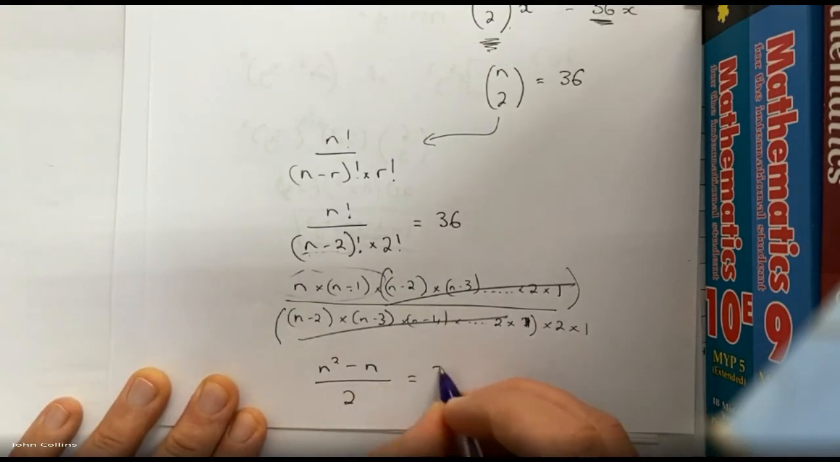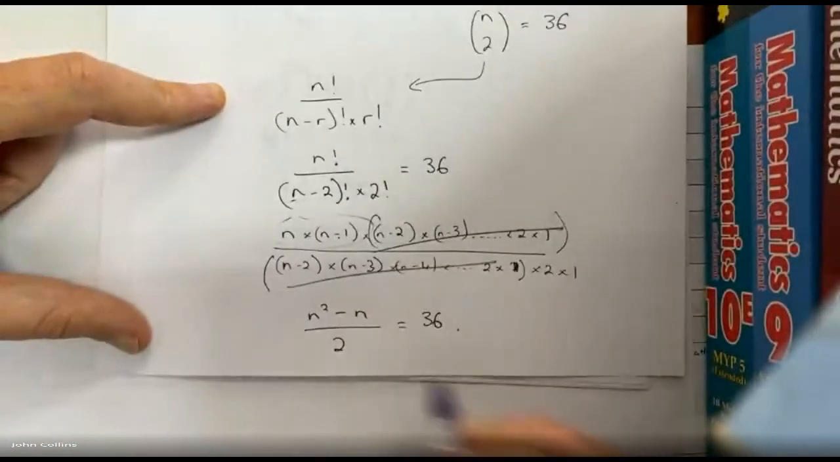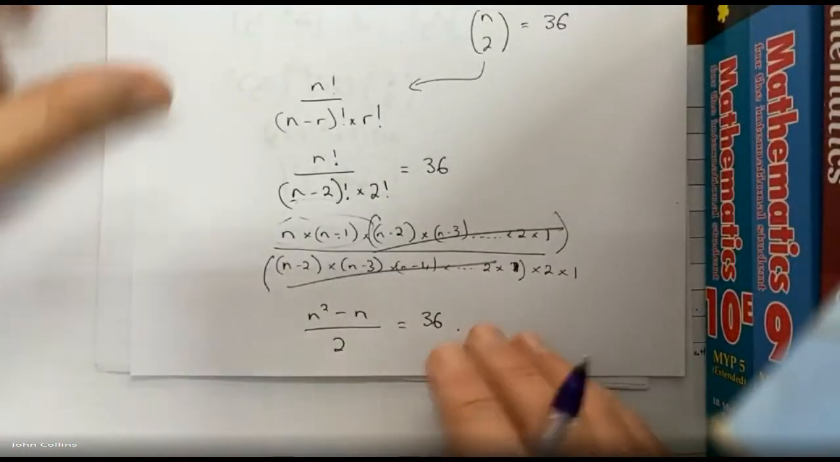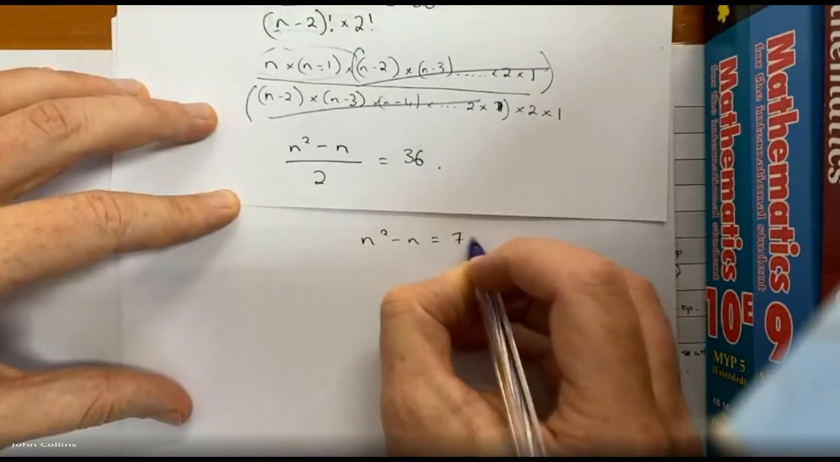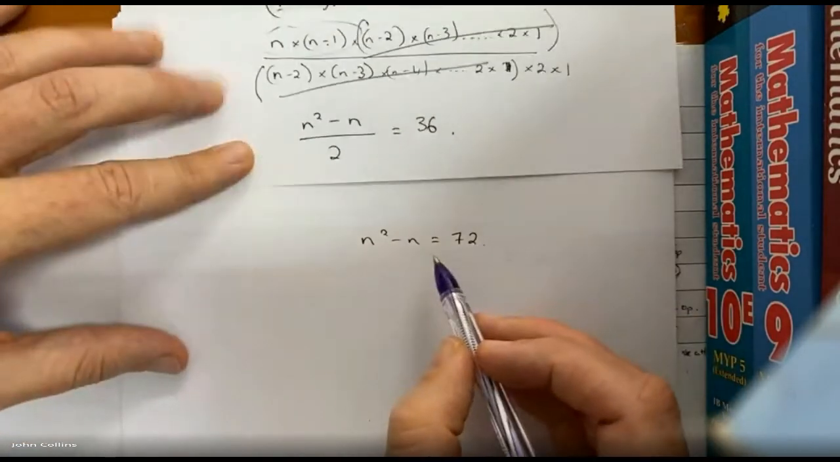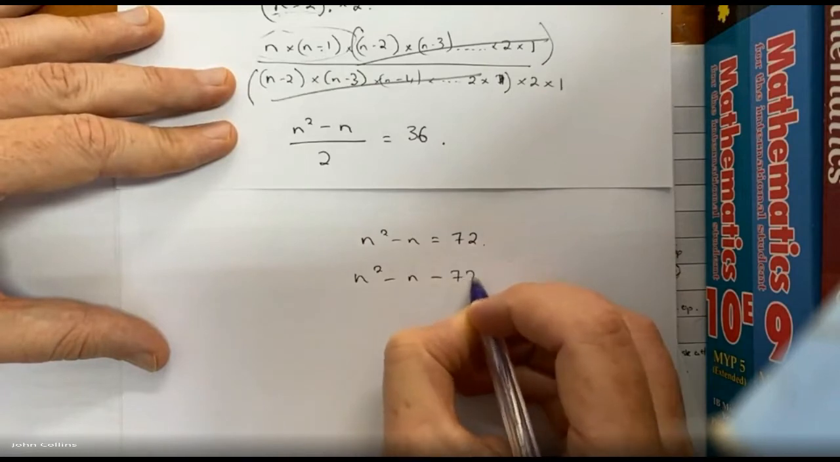That equals 36. So I'm going to solve this algebraically with my knowledge of algebra. Multiply both sides by 2. I get n squared minus n is equal to 72. Now this is a quadratic. I can solve quadratics. n squared minus n minus 72 equals 0.